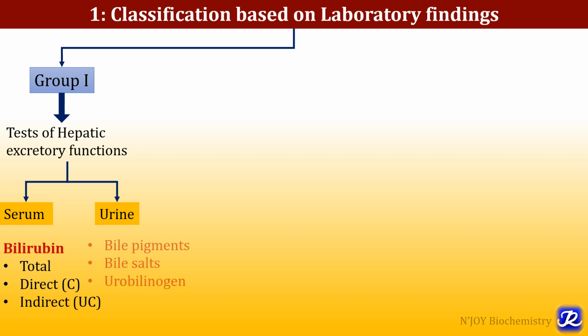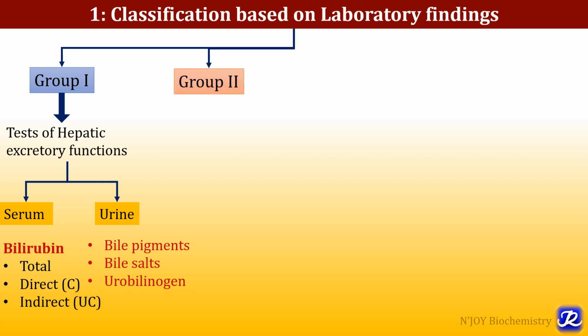In the urine, bile pigments, bile salts and urobilinogen can be estimated. So the group 1 liver function tests are the tests of hepatic excretory functions, which include estimation of serum bilirubin and estimation of bile pigments, bile salts and urobilinogen in the urine.